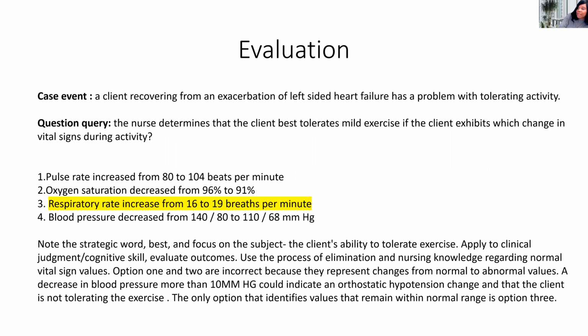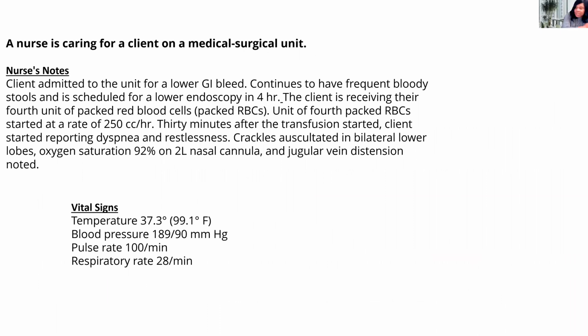So options 1 and 2 are incorrect because they represent changes from normal to abnormal values. A decrease in blood pressure of more than 10 millimeters of mercury could indicate an orthostatic hypotension change and that the client is not tolerating the exercise. The only option that identifies values that remain within normal range is option 3. Give yourself a pat on the back for that one. Option number 3. Okay. So this is the last one on here.